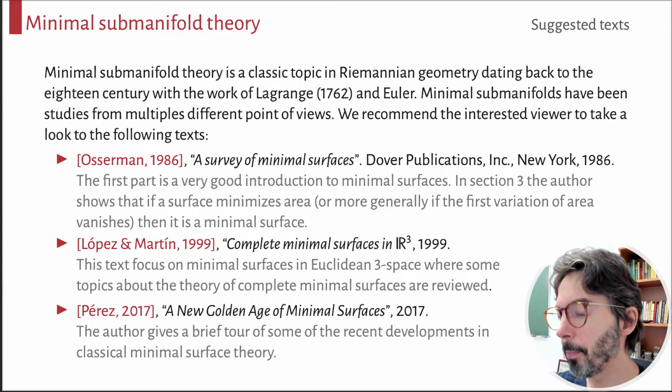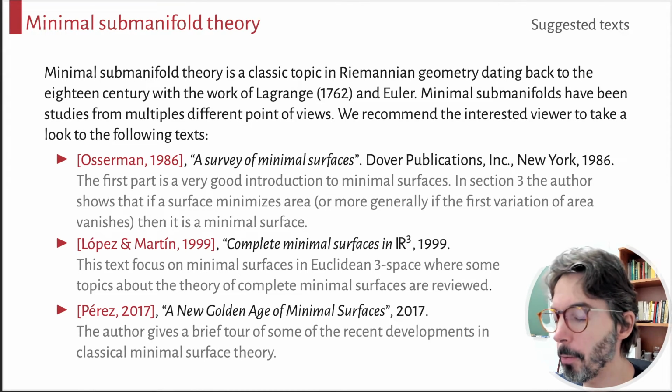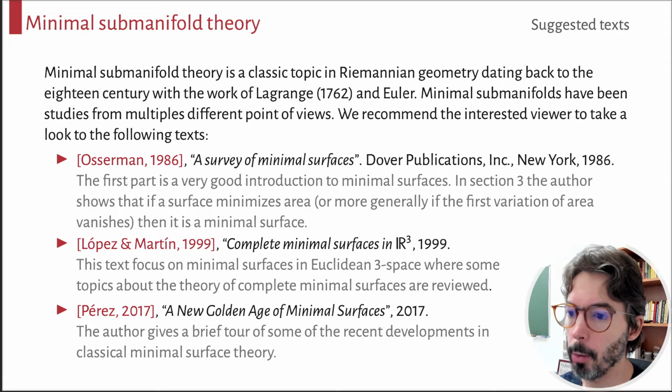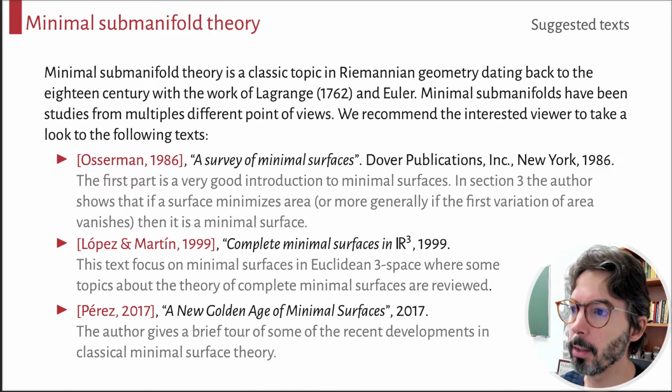The second one, from the end of the 90s, Complete Minimal Surfaces in R3, focuses on minimal surfaces in the Euclidean 3-space, and some topics about the theory of complete minimal surfaces are covered. The last one is a recent text from Joaquín Pérez, A New Golden Age of Minimal Surfaces, where the author gives a brief tour of some recent developments in the classical minimal surface theory.